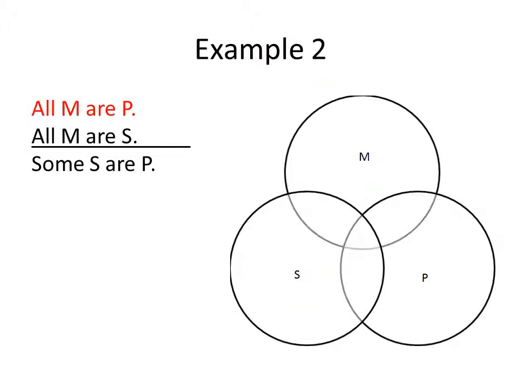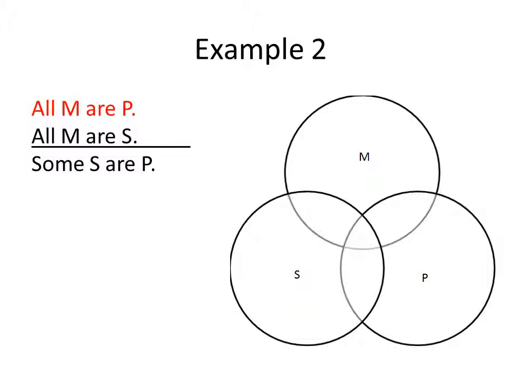All right, here's our second example. All M are P, all M are S, therefore some S are P. Okay, so what are we going to start with? Well, in this case, since both of our premises are universal, it doesn't matter. We can start with the first or the second. We'll just start with the first. So we want a diagram that all M are P. How would we do that?